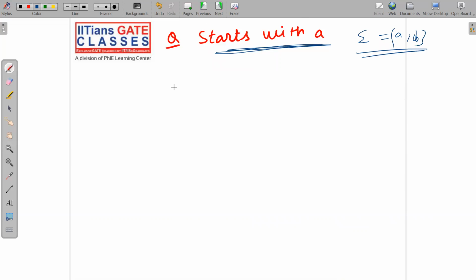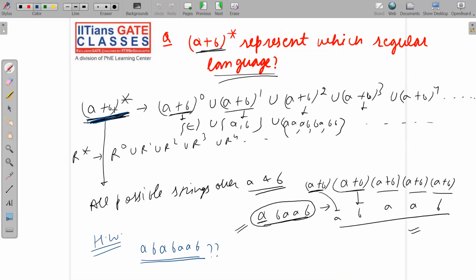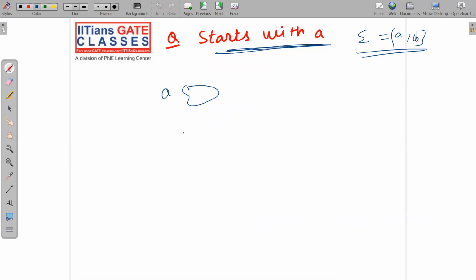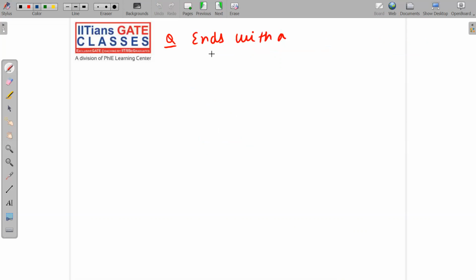So what is the intuitive idea? It should start with a. Now after a you can get anything. Anything means what? I have already told you, (a+b)*. So that is nothing but a(a+b)*. Now you have got the idea, so things will be pretty easy for you. Starts with a means a(a+b)*. Next, ends with a. Again very simple. You can get anything and it should end with a: (a+b)*a.